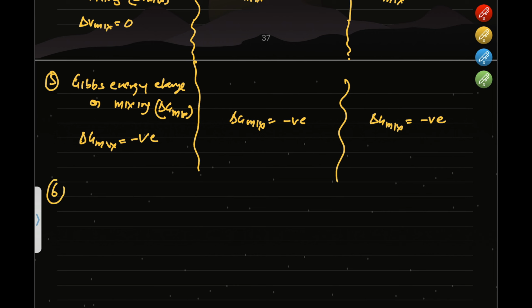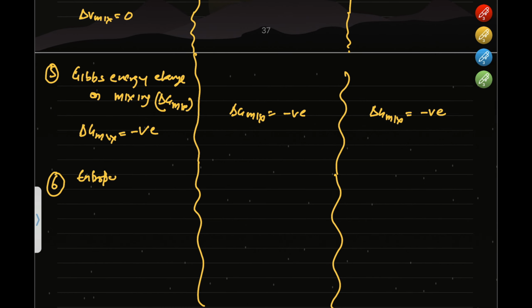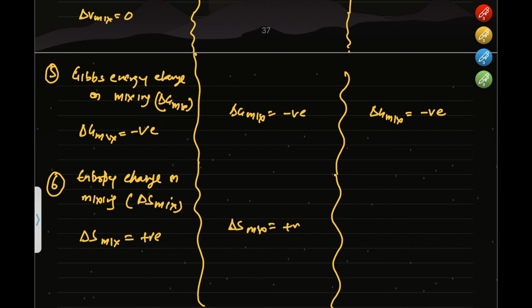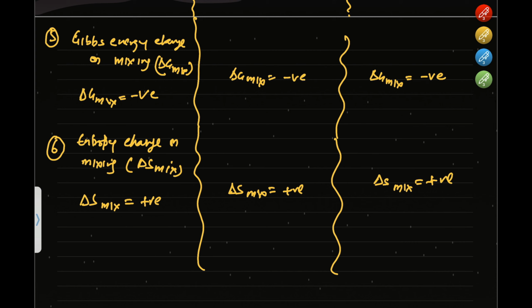Okay, sixth point, the next point: entropy change. Entropy change on mixing means delta S mixing. Delta S mixing for all three solutions is positive. Delta S mixing positive means that entropy is increasing when we add a solute to the solvent.